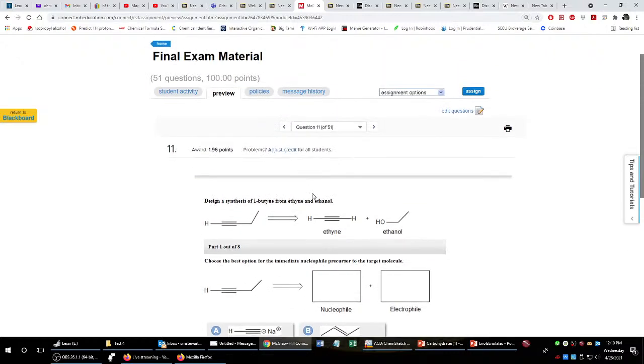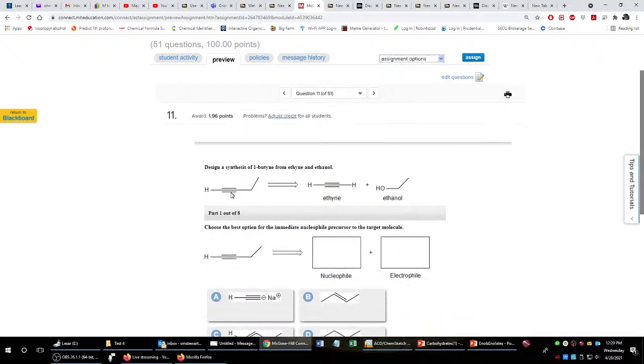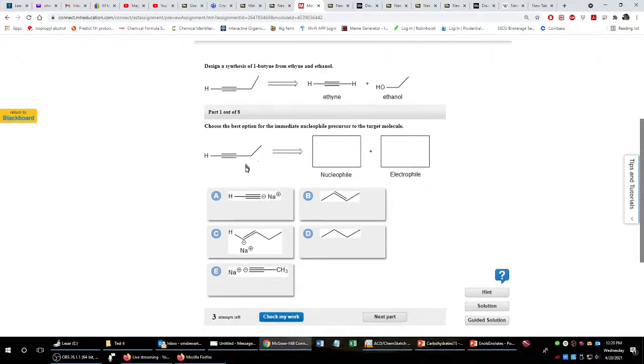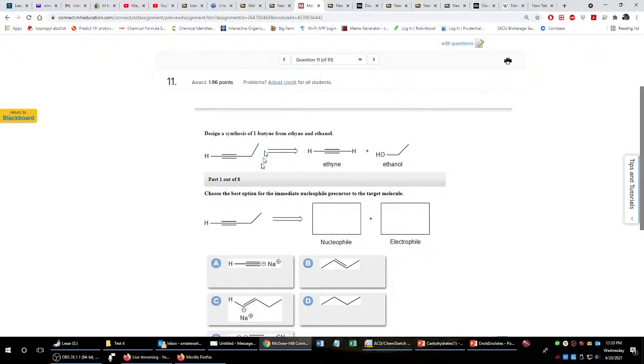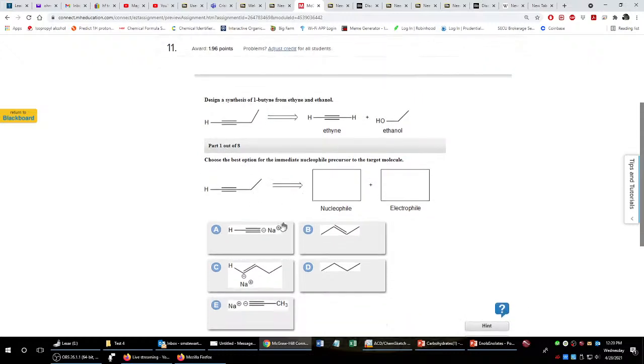So the synthesis of 1-butene from ethylene and ethanol. I will never stop being annoyed with the fact that these arrows are written in the wrong way. So we're going to take the ethanol and make, oh, that's pretty straightforward. So for 11, typically what we're looking at, particularly with a lot of alkyne chemistry, is getting rid of this hydrogen to make it a good nucleophile. So off the bat, I would say A is going to be our nucleophile.